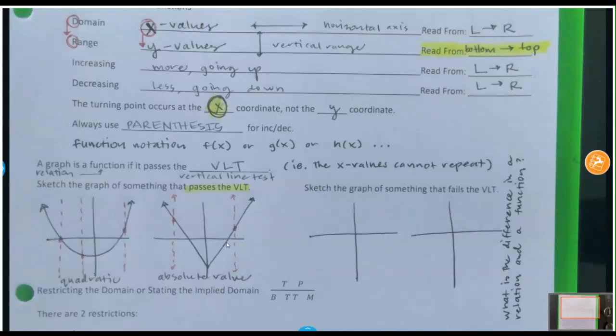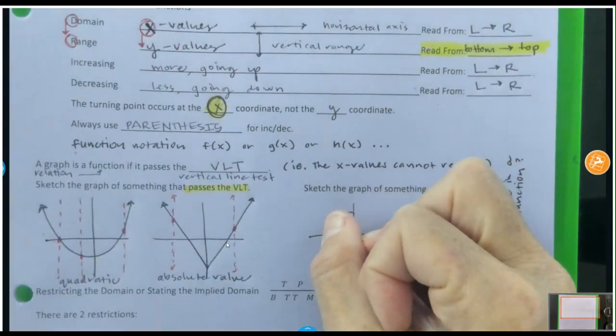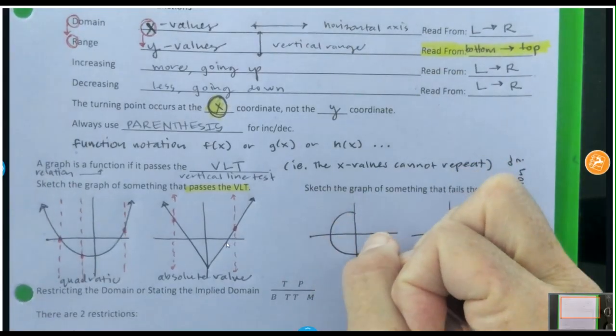Okay, over to the right, we want to sketch something that fails the VLT. In other words, when I lay my pencil down vertically, it would hit it in more than one place at a time. Let's do shapes. What is a geometric shape that would fail the VLT? Square. All right, what's another one? Circle.